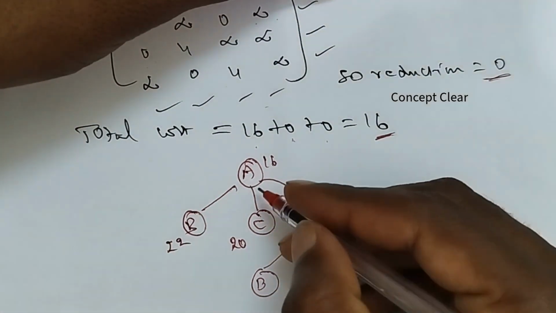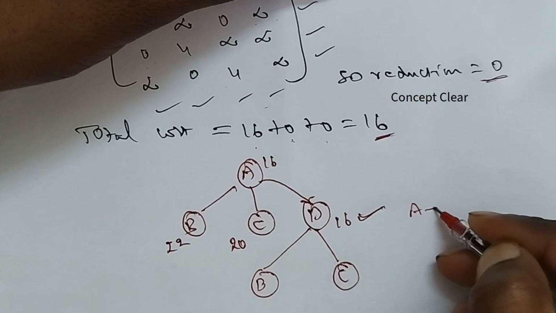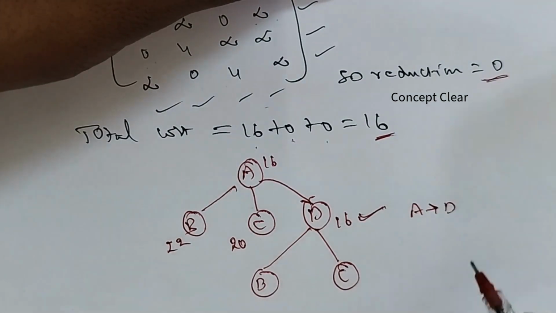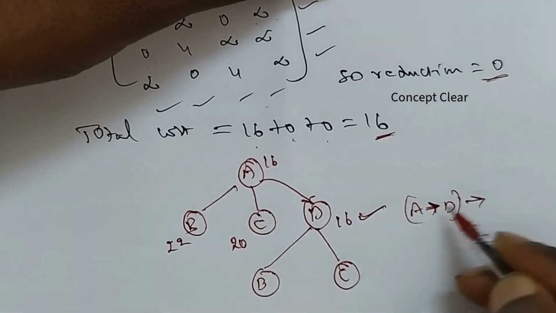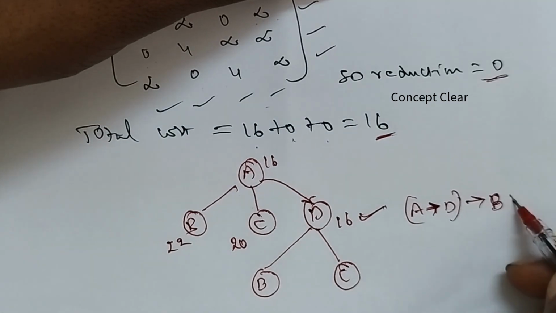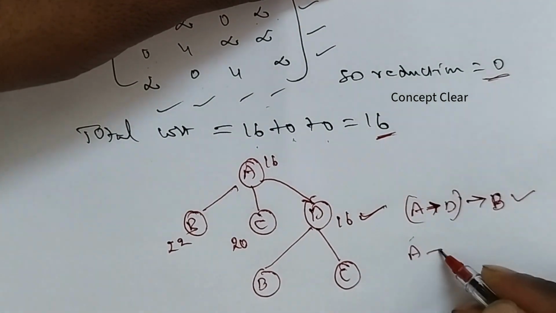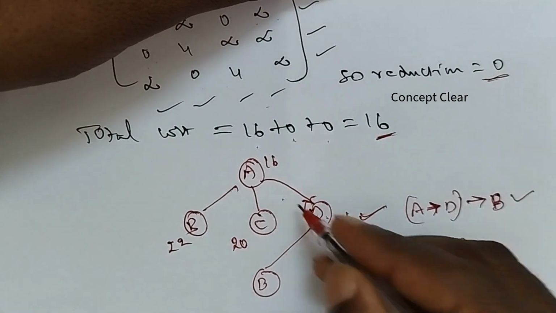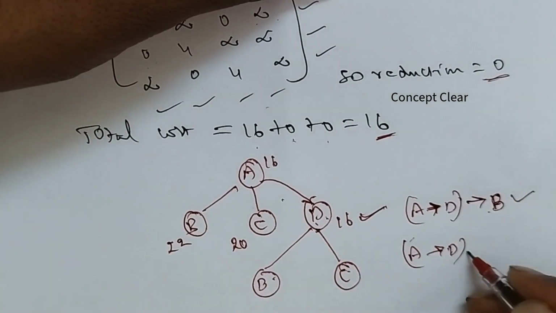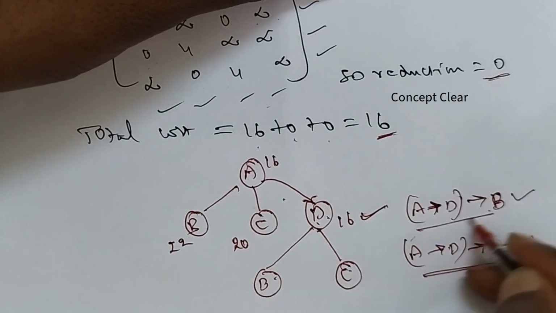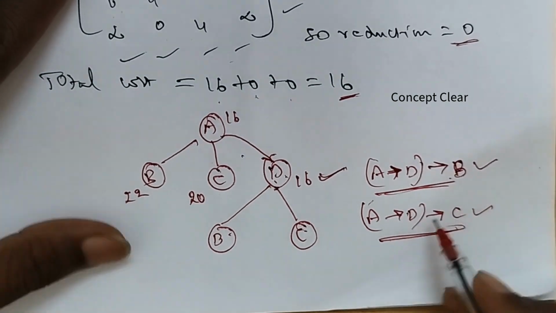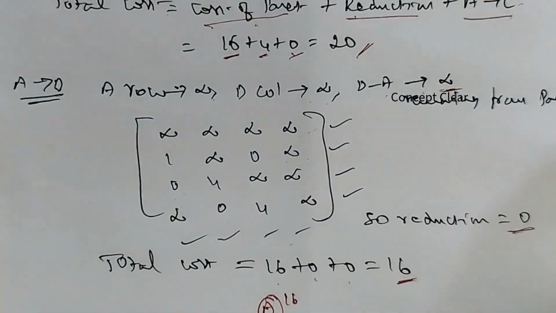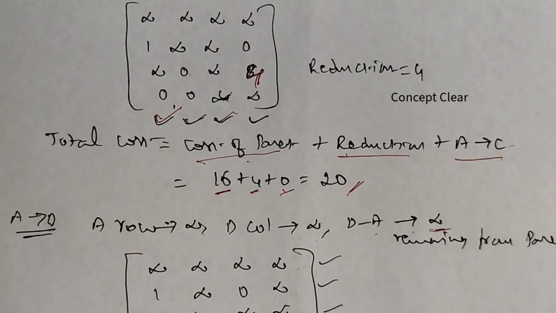Here A to D is considered. And what about B? That is called A to D to B, and A to D to C, we have to find out. These two equations we again have to find out using these same methods, like for A to C. For time being I am doing it offline.